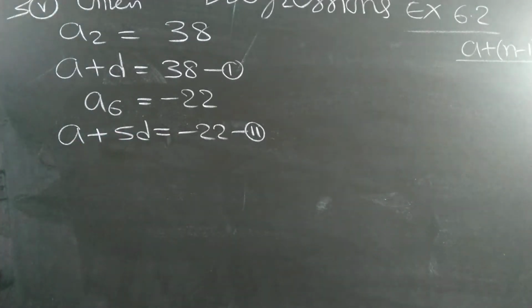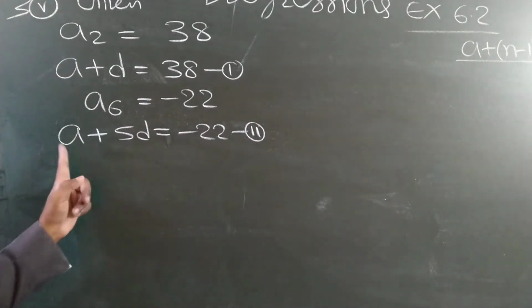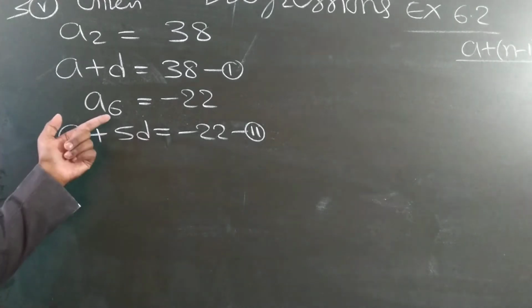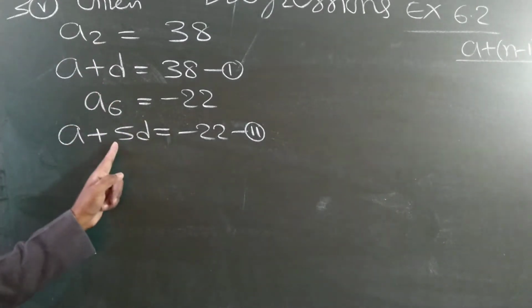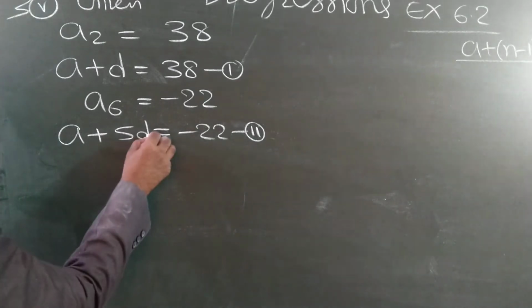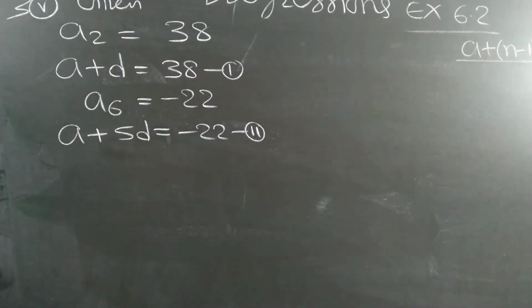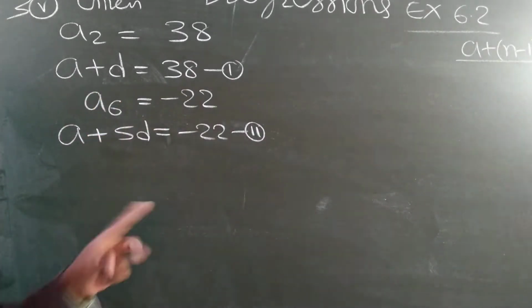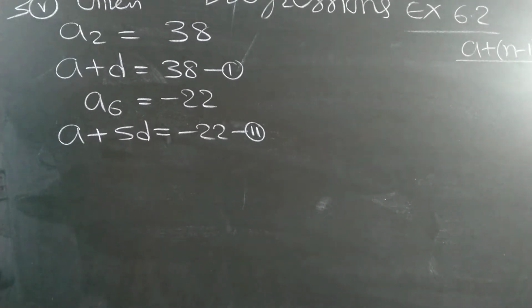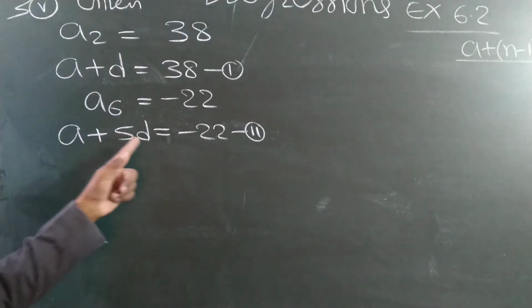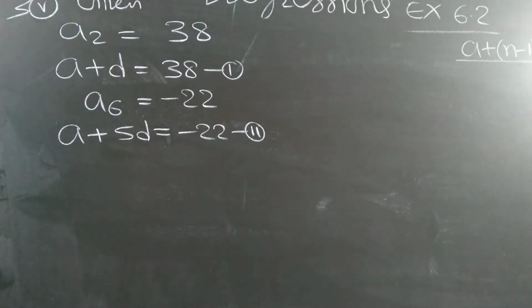Without the formula, directly also you can write. One step I am missing, that's all. Sixth term formula is A plus 5D. If it is 6, we will get 5D. If it is 2, this is 1D. If it is 10, we will get 9D. Like that. So, we got the second equation also. We got the first equation and the second equation. Two equations are sufficient to find the A value and D value. Now, I am finding the A value and D value.